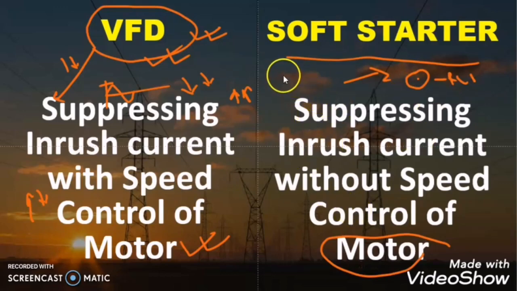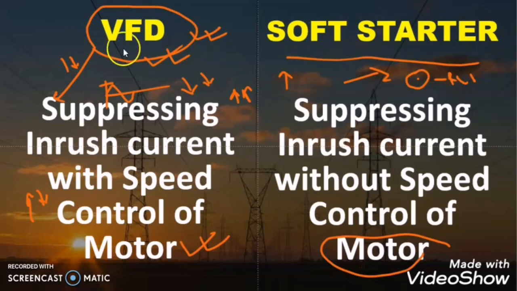In some cases, after starting of the motor, the soft starter gets bypassed, meaning it is completely electrically detached from the system. And when we are going to stop the motor, it will come back into the electrical circuit and complete its function. So during operation, sometimes the soft starter is in the circuit, but sometimes the soft starter is completely detached electrically from the system.